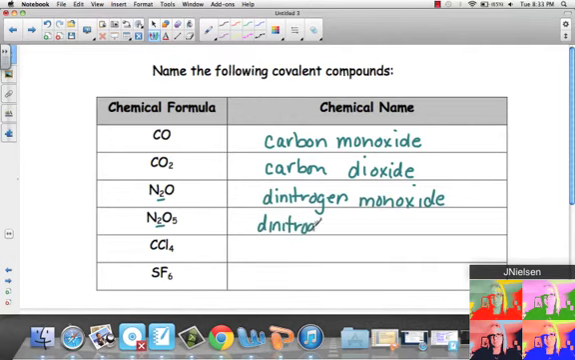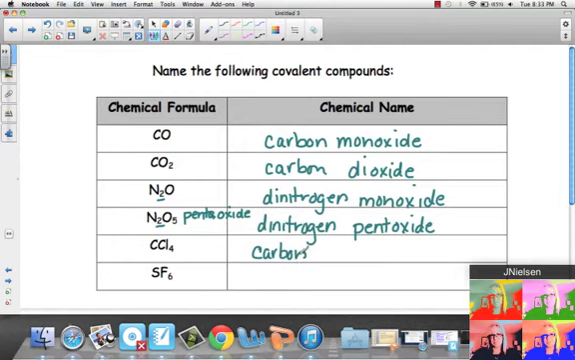Here I have 2 nitrogens again, so it's going to be dinitrogen. Now the prefix for 5 is penta, but penta ends in a vowel, and oxygen starts with an O, so we're going to get rid of that, drop the A, and just go with pentoxide.